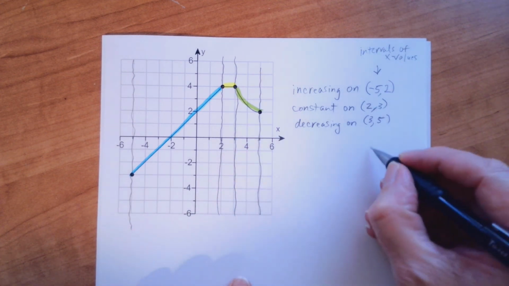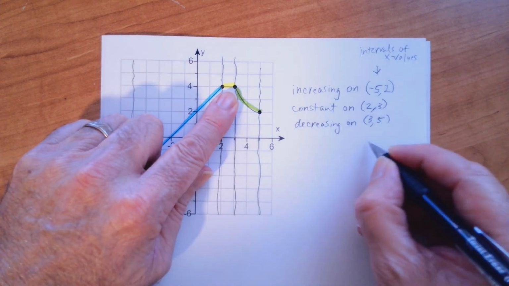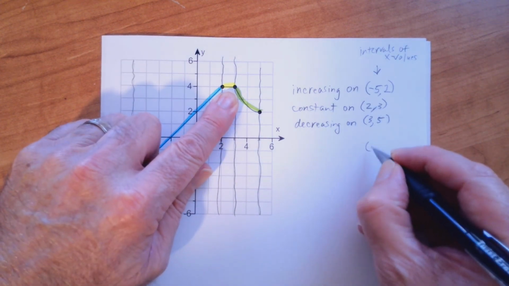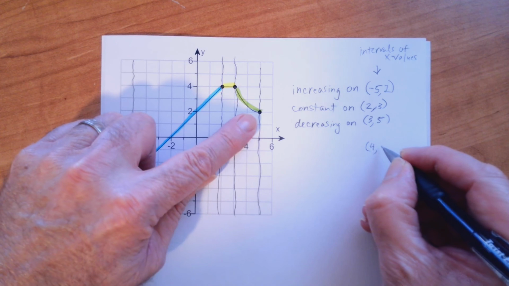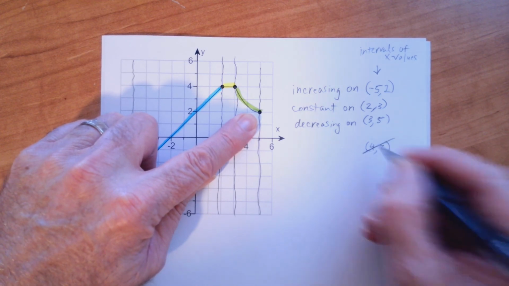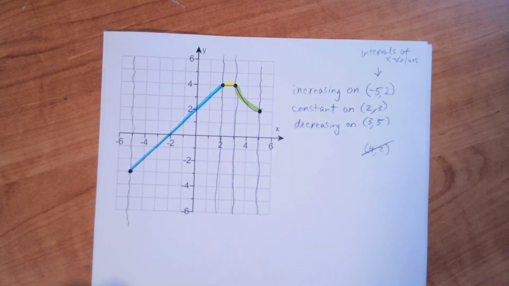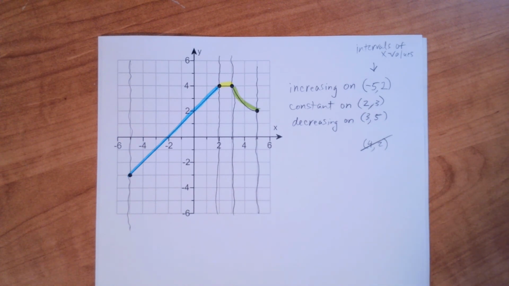And that's the common mistake, is people put the y values. So notice the y value here is 4, and the y value here is 2. That is not correct. This is always an interval of x values. Alright, anyway, we'll go ahead and stop right there. Hopefully that will help you with this type of problem.